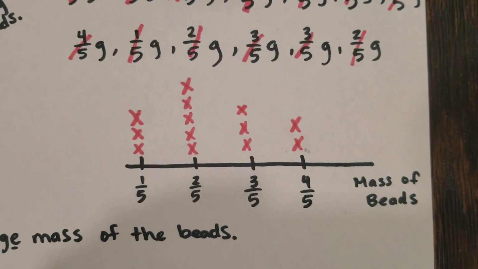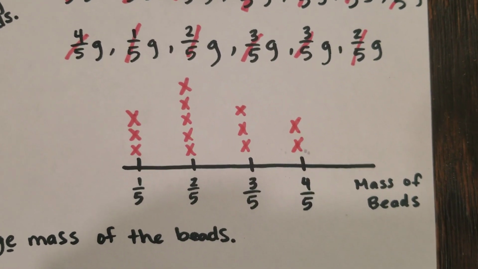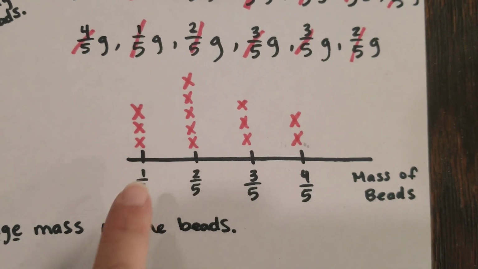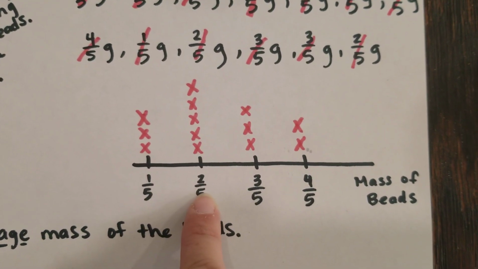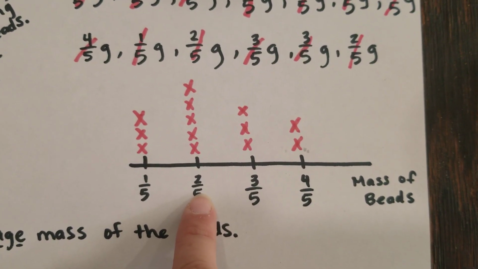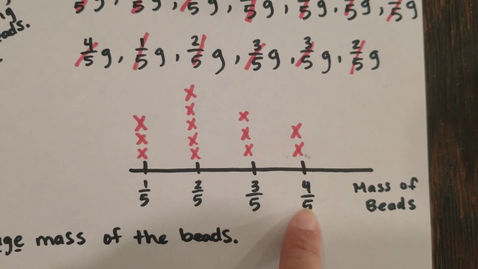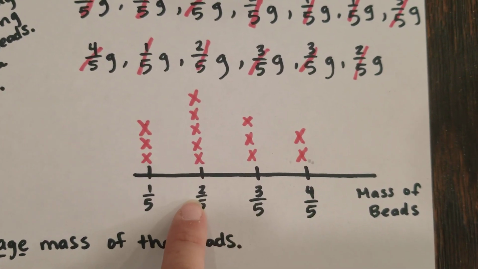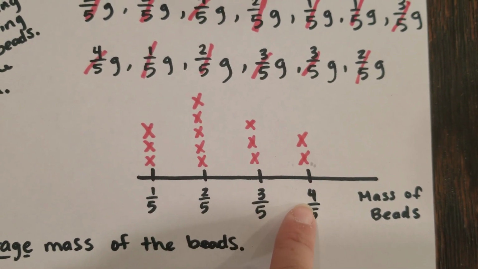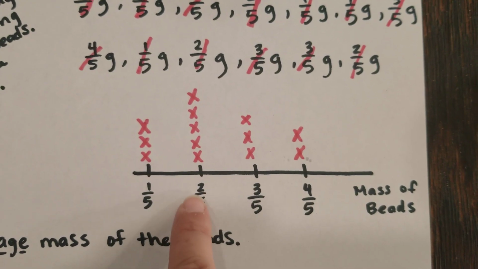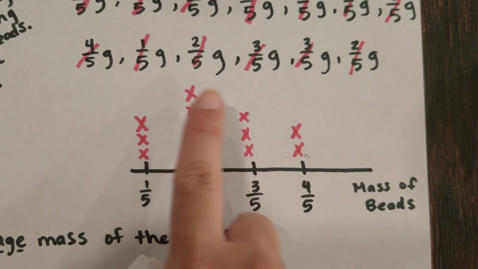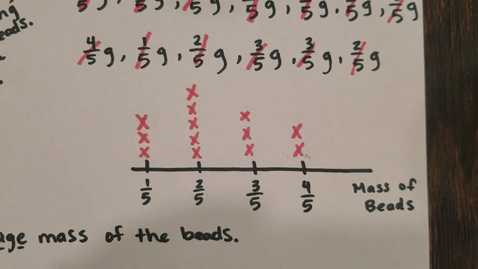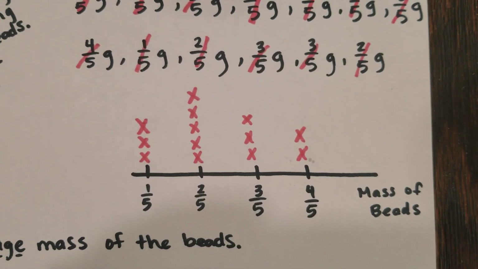And now that I have my line plot made, I can answer all kinds of questions. So I could answer, how many more 2/5 size beads does she have compared to the 4/5 size beads? So remember, how many more is a subtraction problem. They want to know how many on top of these two are there in the 2/5. So if 2/5 has 5 and 4/5 has 2, we would subtract 5 minus 2, and then my answer to that question would be 3, right?